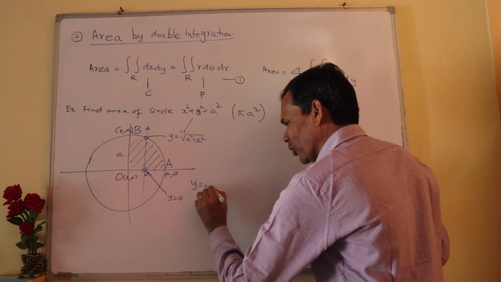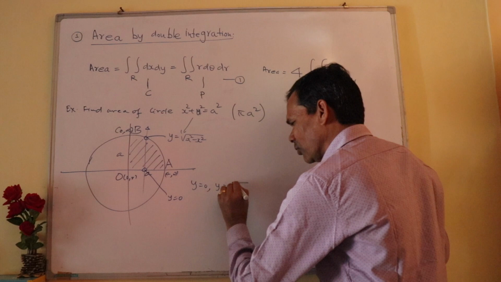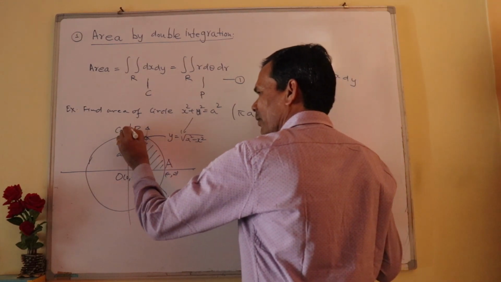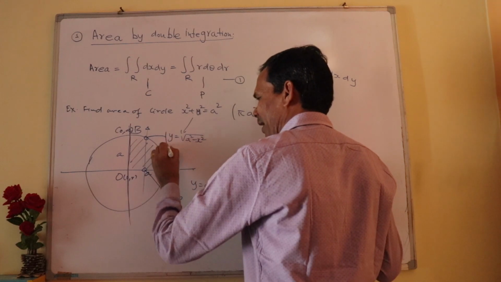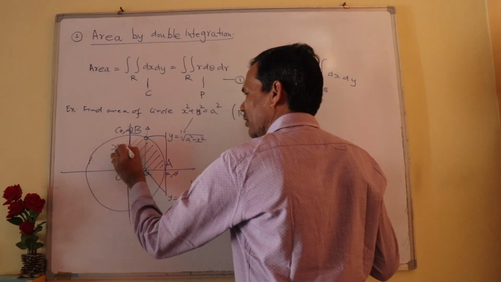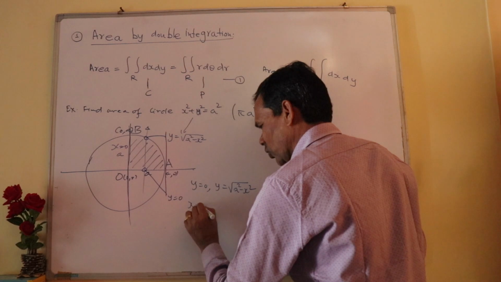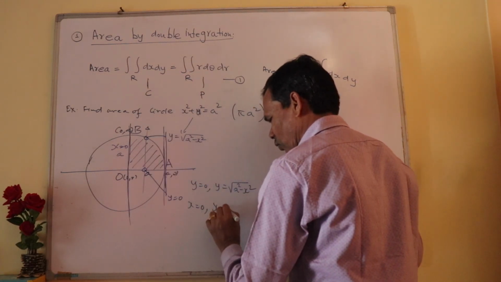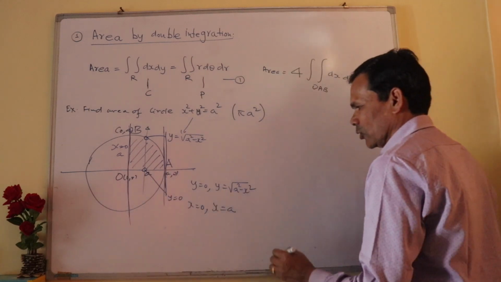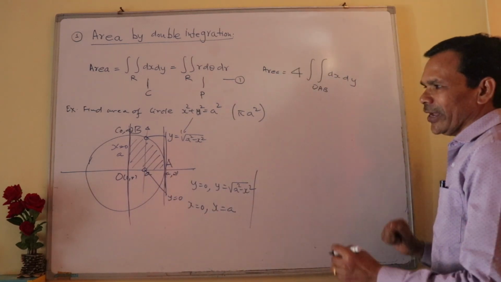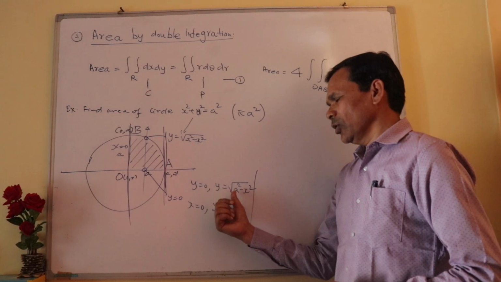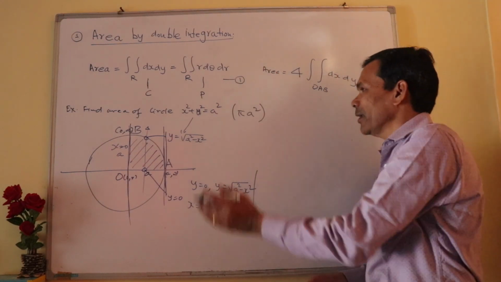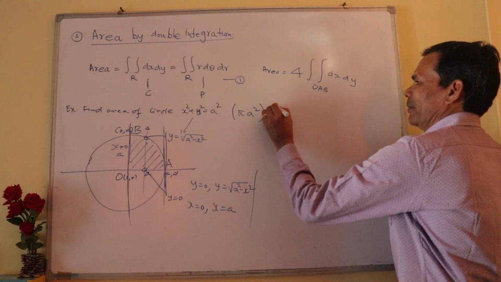So limits are important all the time. Y is equal to root of a square minus x square. And you have to move the strip from this line to this line. So this is x is equal to 0. So limit for x is 0, and here this line is x is equal to a, parallel to y axis. So these are the limits there. If you take a horizontal strip, then x goes from 0 to root of a square minus y square, and y is equal to 0 to a. So I just put the limits there.